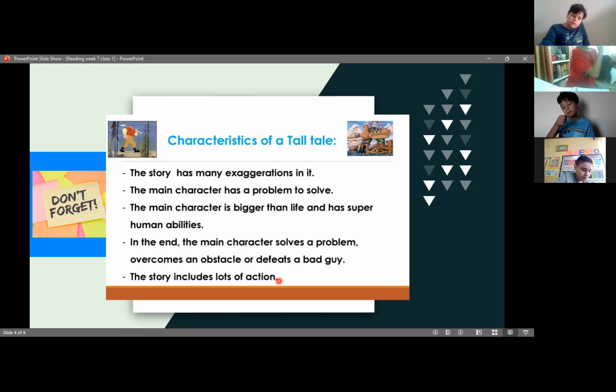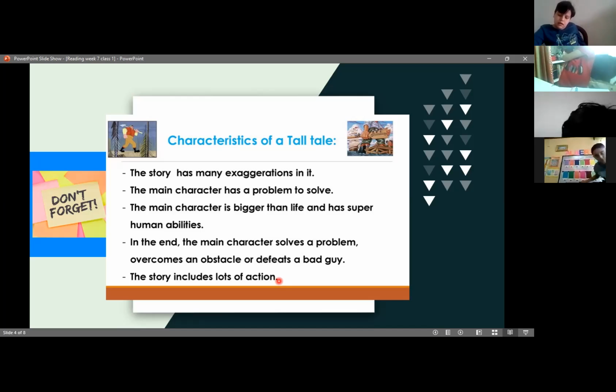Then it says the main character is bigger than life and has superhuman abilities. Sometimes you can see that they can fly, that just by eating some food, they get strong. Or you see that they can fight even with some storms, some hurricanes, and they're the winner. So that's not true. In the end, the main character solves the problem. At the end, you know that the main character of your story is going to be the winner, and is going to defeat a bad guy, if it is fighting with a guy, or if it is about some natural disaster or any other problem. And it says the story includes lots of action. All the time you're going to see action. So it's just for having fun. Yes, tall tales are just for having fun, to have a good time, to enjoy the reading, but you know that it's not true. It's unbelievable.